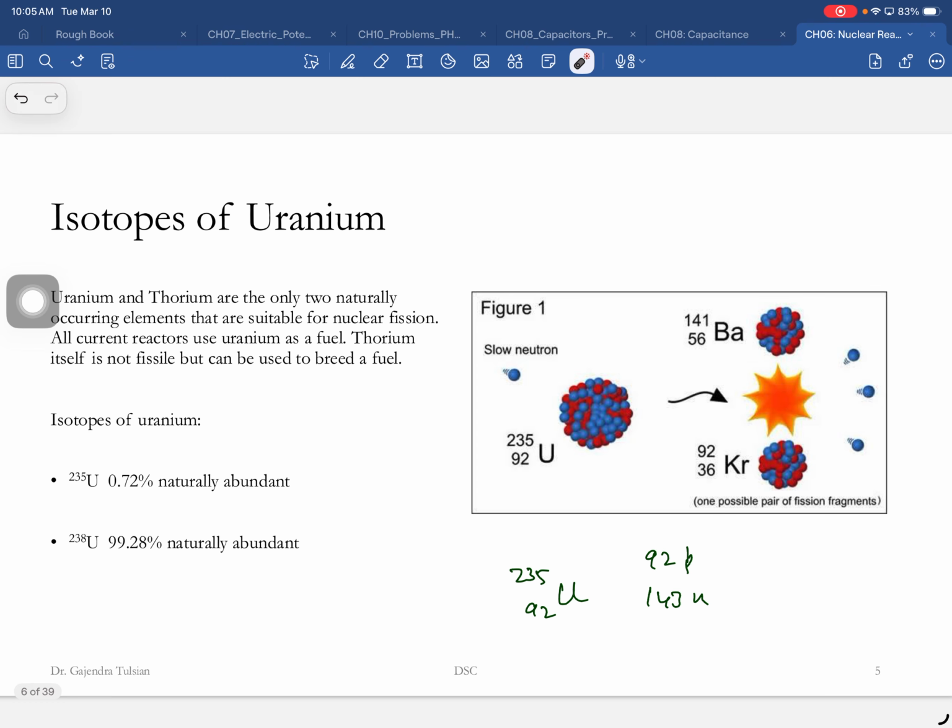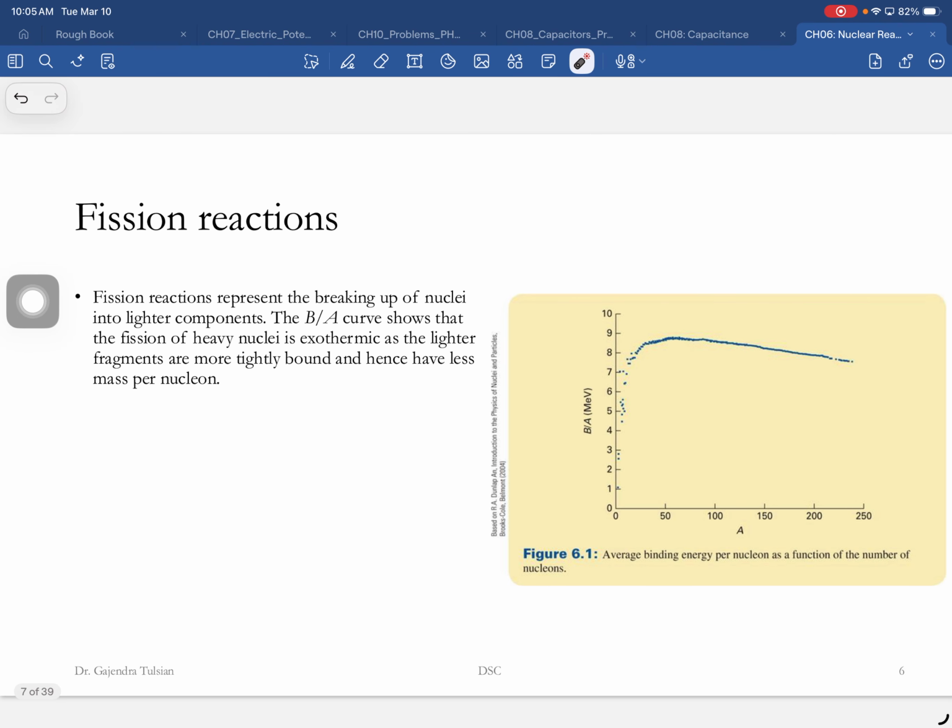So here's a slow neutron. What do we mean by slow neutron? How fast is it going, roughly? 2 kilometers a second. Very good. It'll get absorbed, and then it'll break up into two pieces. See, it broke up into this piece, which has 141 nucleons, and this piece, which has 92 nucleons, and three neutrons are released on the average.